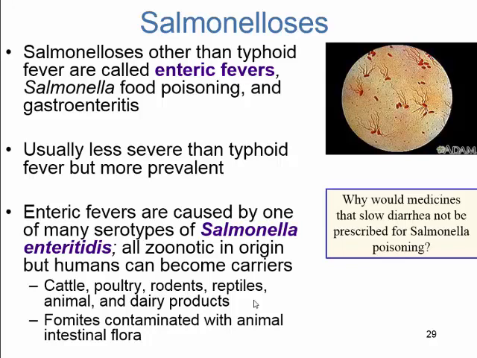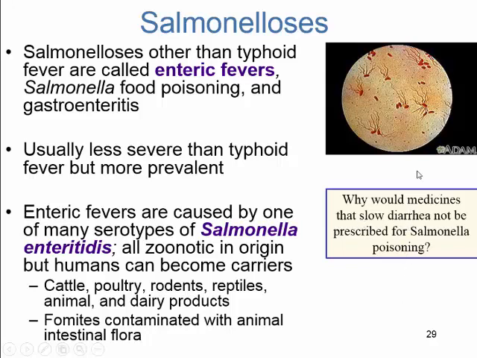Additionally, salmonellas are spread because of undercooked food. If you don't cook your meat or your poultry to proper temperatures, then you're more likely to get salmonella from contaminated poultry products. I've got a little side note here asking why you would not want to slow diarrhea if you have salmonella poisoning. Why would you not want to go grab some Imodium or something to keep the diarrhea from continuing?